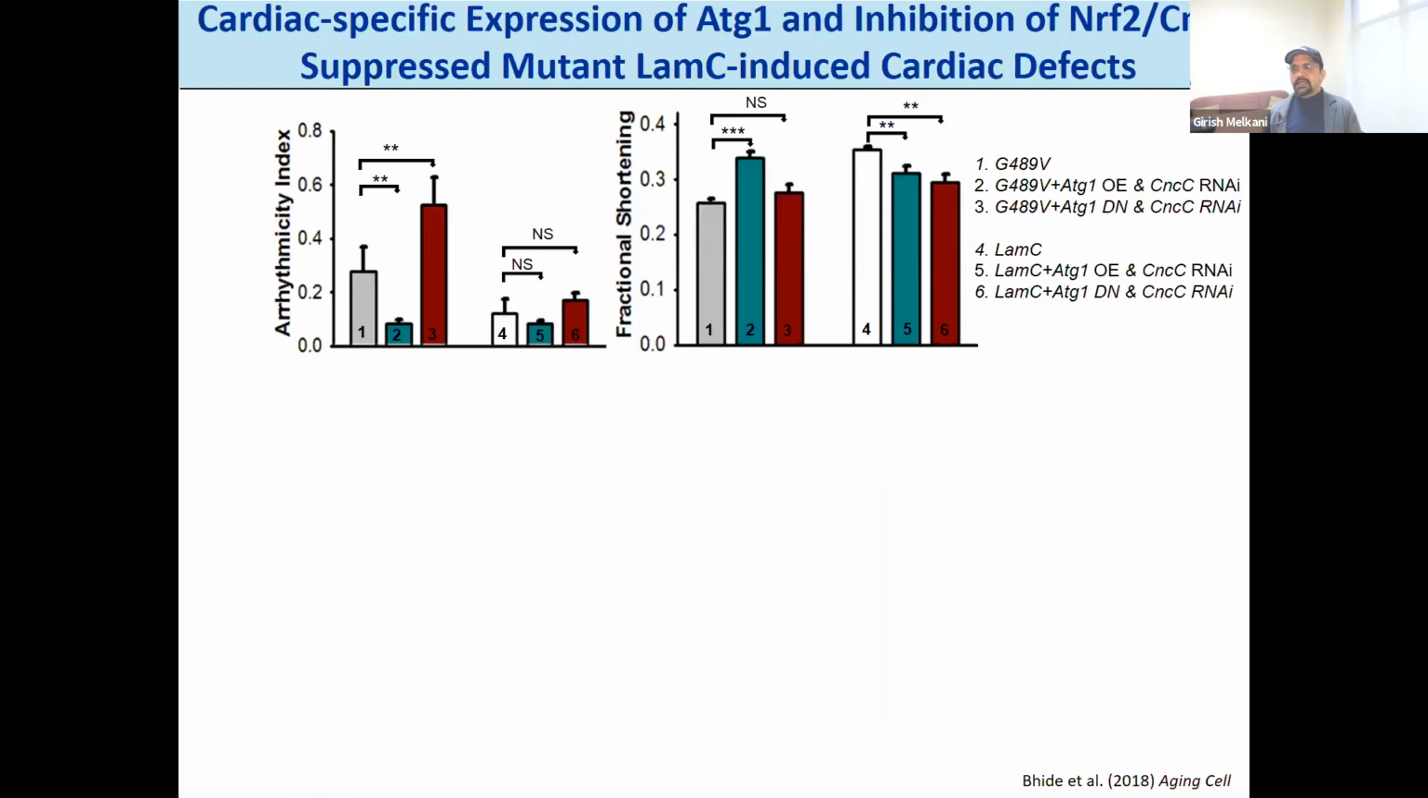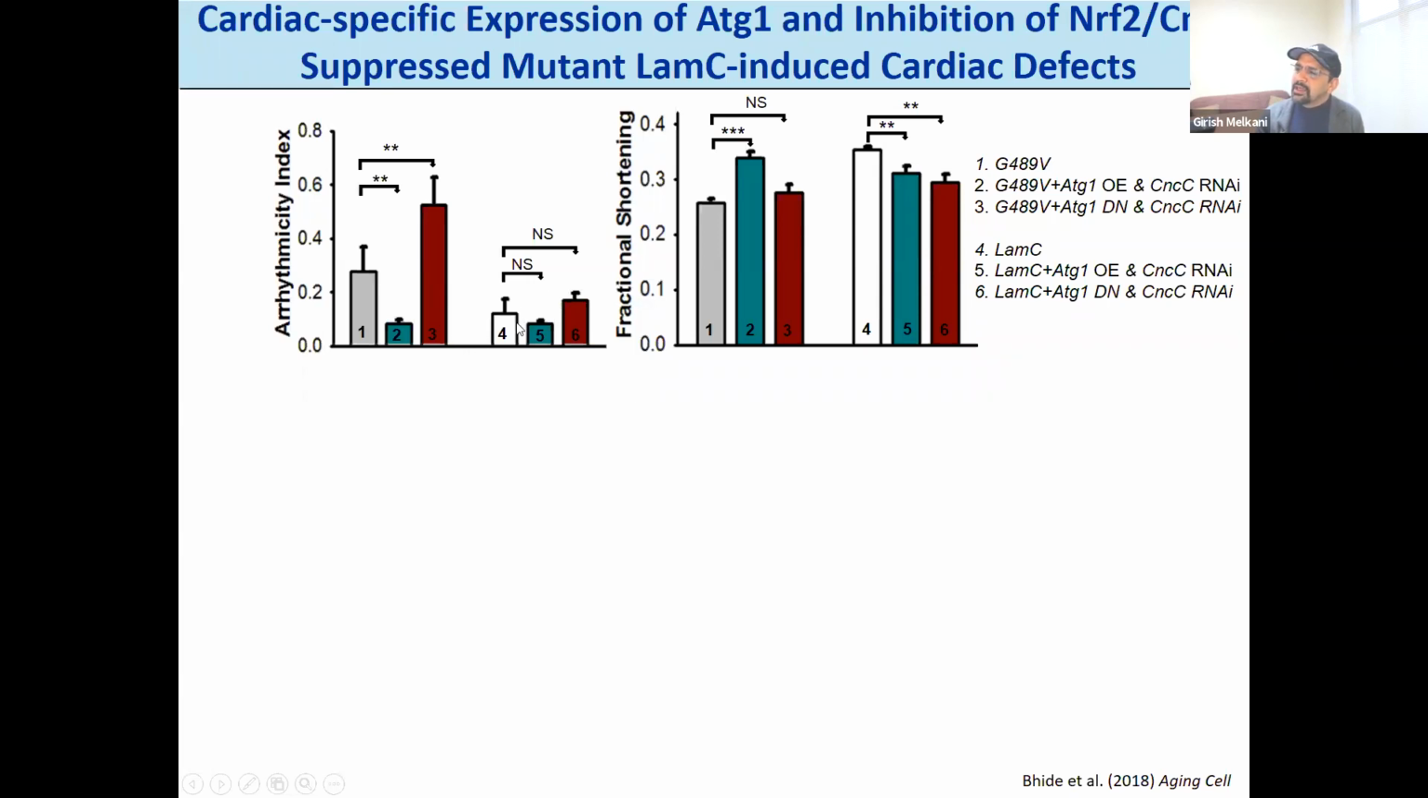Autophagy was defective, so what we did is we used ATG1, a master regulator of autophagy. We overexpressed that, and then we inhibited NRF2. We did them individually, and then together, in the same fly expressing the mutant, while overexpressing ATG1 and inhibiting NRF2. If you look at the arrhythmia index of the mutant, it was significantly suppressed with overexpression of autophagy 1 and inhibition of NRF2. But if you use the mutant version of ATG1, it doesn't work. So functional autophagy is required.